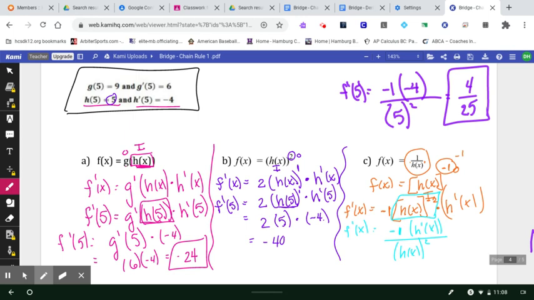All right, so that does it for chain rule 1. Take your time. Please don't stress out if it was a little tough. We're going to get a lot more practice.